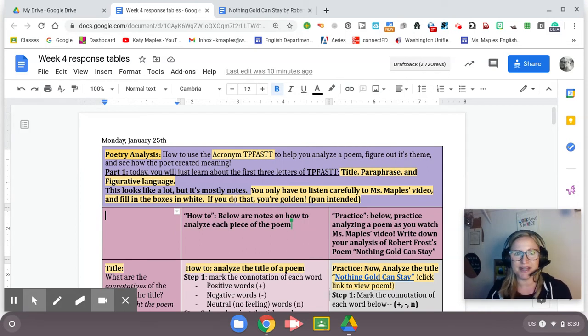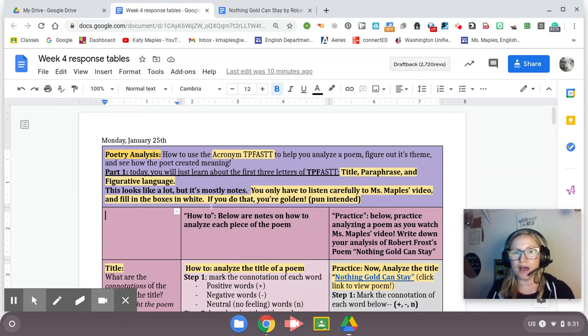So here's your table for today. TPFASTT is an acronym that takes you through the steps of analyzing a poem. I'm not going to teach you the whole acronym today. I'm just going to teach you the first 3 letters. The first things you do when you analyze a poem are look at the title, do a quick paraphrase of the poem, and look at the figurative language. Now, the figurative language encompasses many pieces, so don't get overwhelmed. I'll walk you through each one. But figurative language is what's going to take us the longest today.